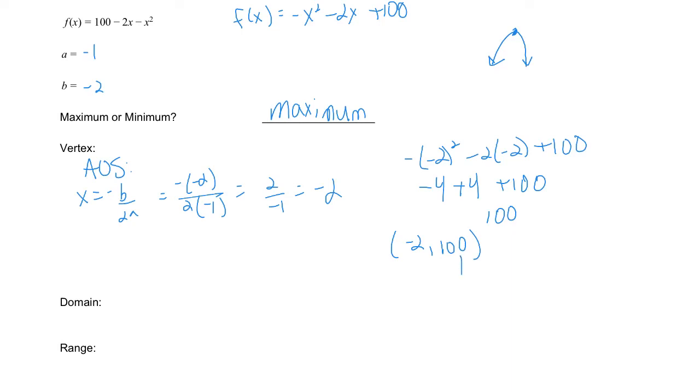Again, the range cares about that number. Domain's all real numbers, all the time. Range is the y portion of our vertex. It's a maximum, so all the other y's are below it. So y is less than or equal to 100.